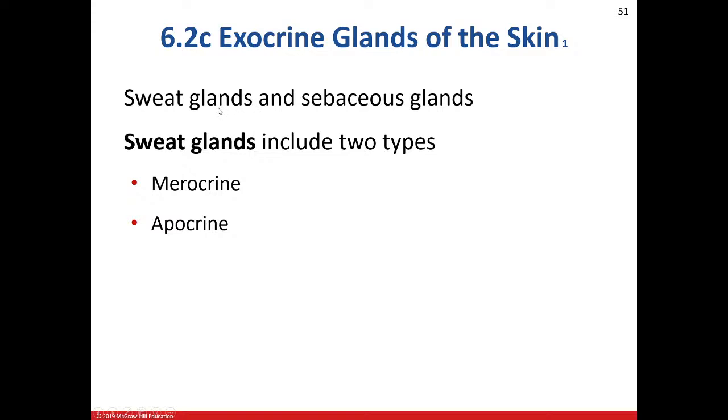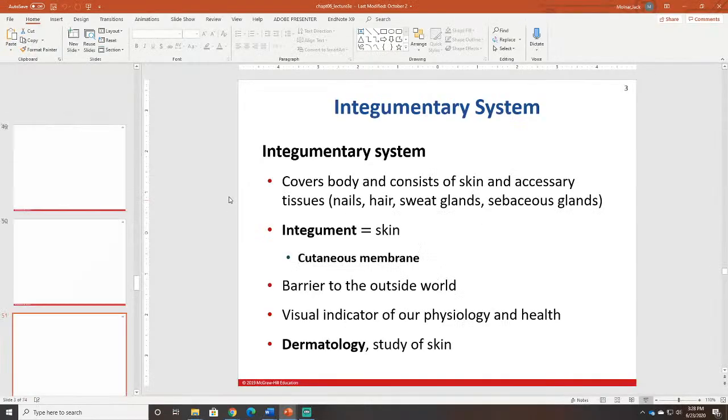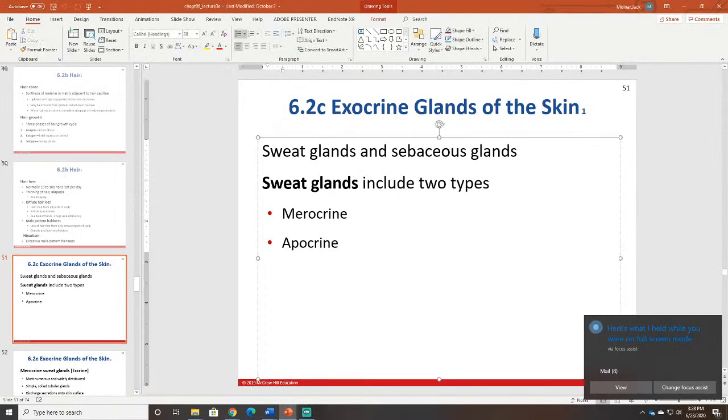Then, sweat glands and sebaceous glands. Sweat glands, there are two types. We've got the merocrine, also known as the eccrine sweat glands, and we have the apocrine sweat glands. The eccrine sweat gland is a type of sweat gland that uses merocrine secretion. Different textbooks are going to use different words, but eccrine sweat glands use merocrine secretion. In fact, let me go ahead and just edit that right now.